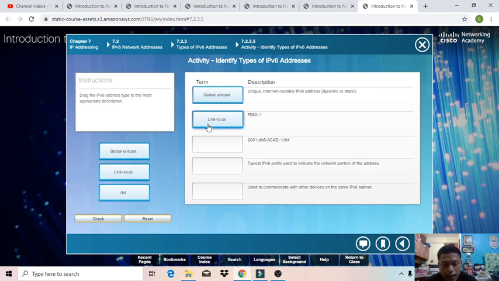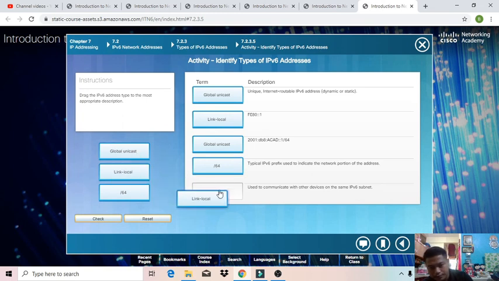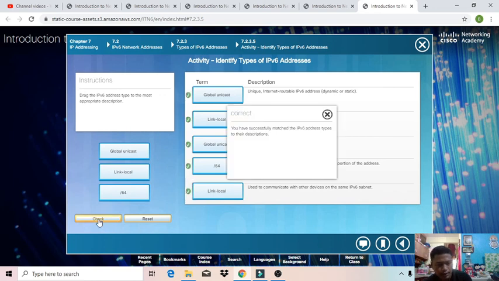2001:DB8:ACAD. That is a global unicast. Typical IPv6 prefix used to indicate the network portion of the address. So that is a /64. Used to communicate with other devices on the same IPv6 subnet. That is a link local. Let's check. So it's correct. We are done with the chapter 7 activities.